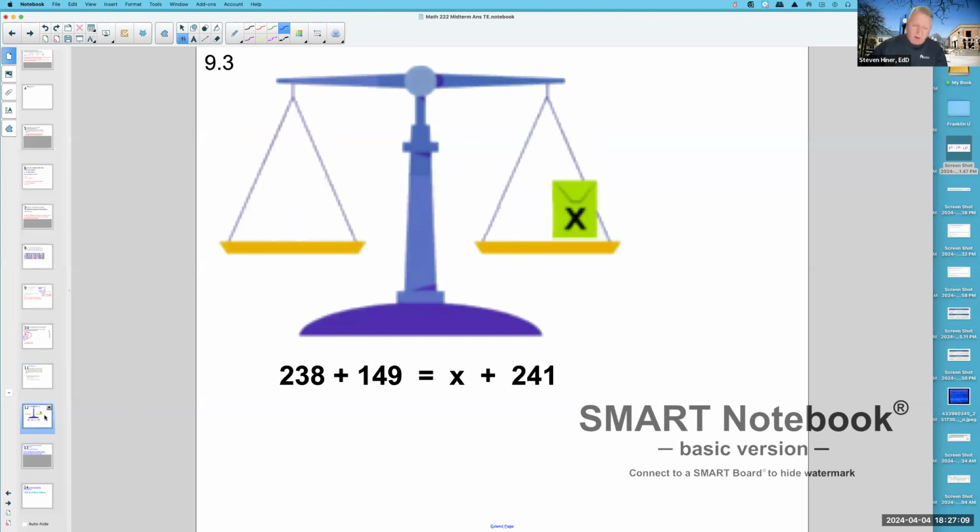Okay. I wanted to do one more of this type of problem that we did in the class meeting. This is reasoning about equations, reasoning about relationships here. So I have this scale. We always like to equate equations to scales. I have 238 over here on the left, and I also have 149 on the left. And it weighs the same as X plus some 241 items.